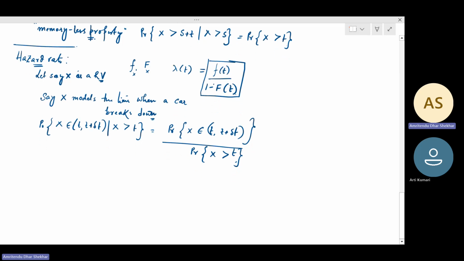Now, of course, if you take the limit delta t tending to zero, the quantity on the top will be equal to the density function f of x at t multiplied by delta t, and here you have the probability of x being greater than t.